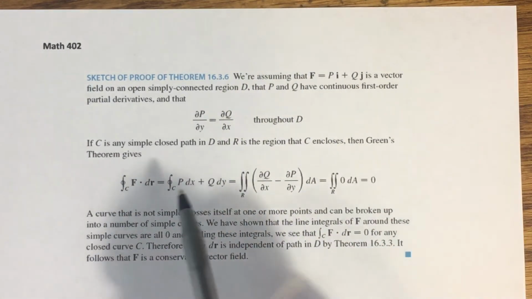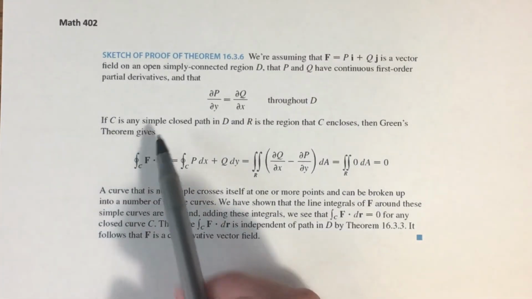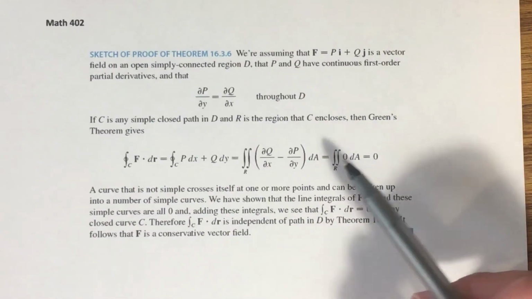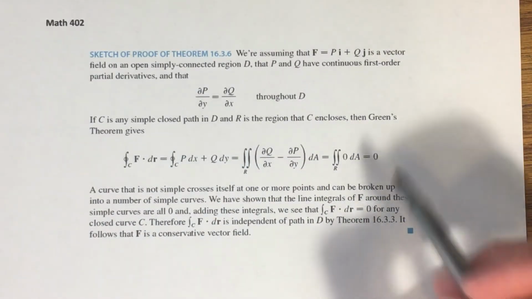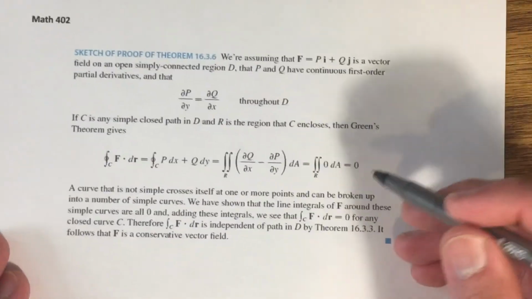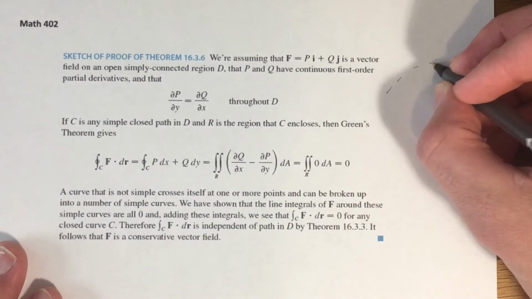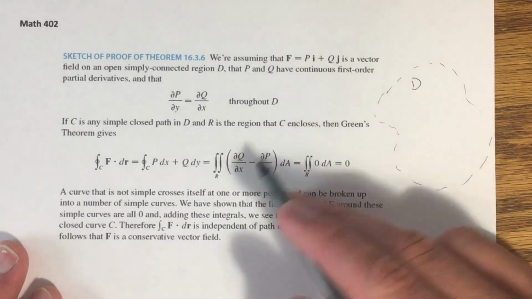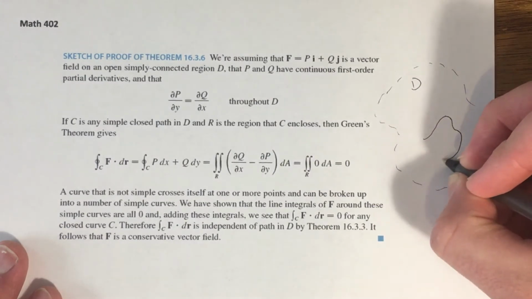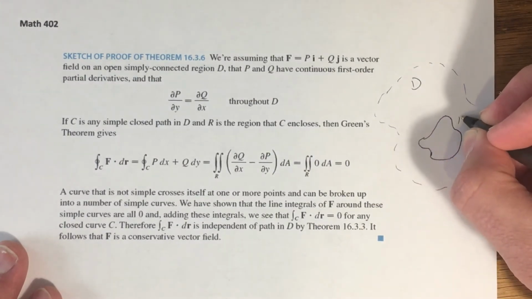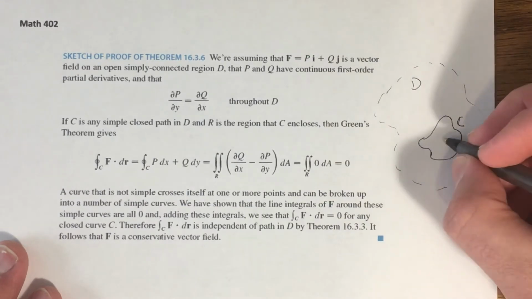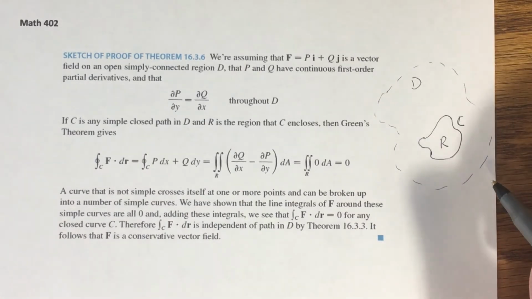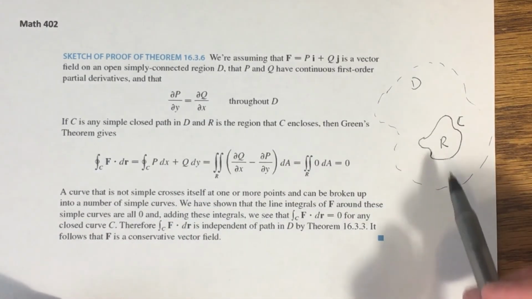Now to show that, what we're going to do is let C be any simple closed path in D, and R is going to be the region that's enclosed by C. So if this is D here, remember D is open, and C is any simple closed curve like this, and we're going to call R the region inside C, but the simple closed curve is contained in this region D here.